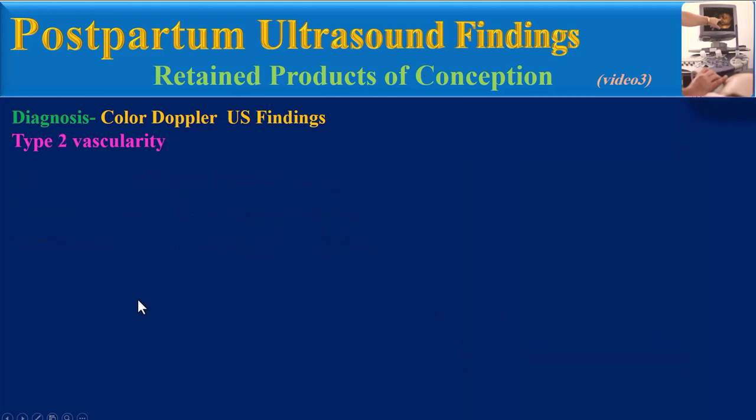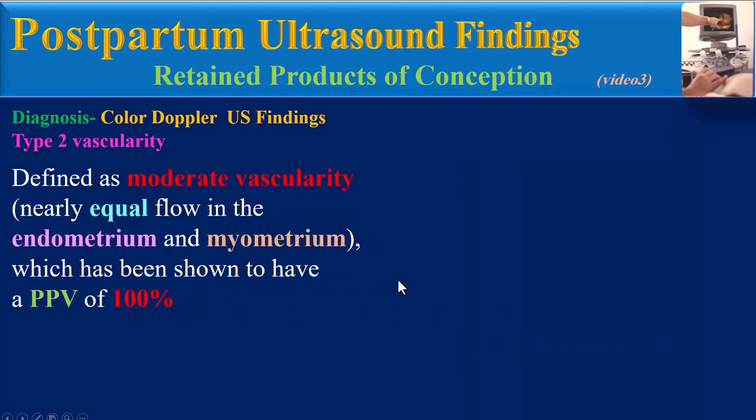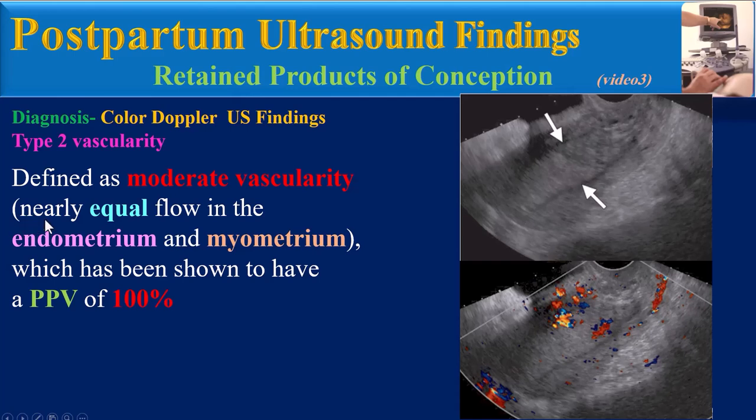Type 2 vascularity, defined as moderate vascularity, nearly equal flow in the endometrium and myometrium, has been shown to have a positive predictive value of 100%. Another one: these images are related to pathologically proved RPOC with type 2 vascularity in a 29-year-old woman who had undergone a cesarean section 6 weeks earlier.